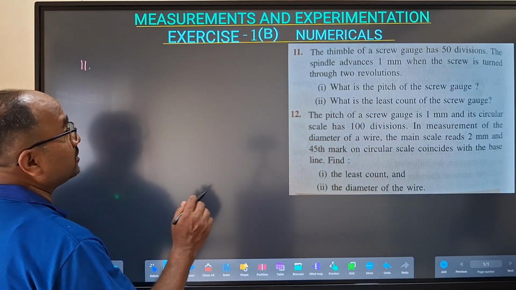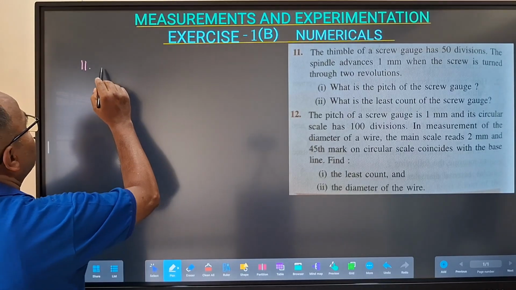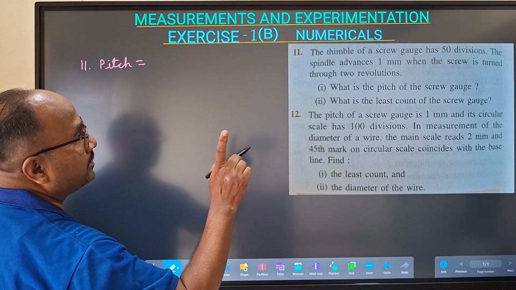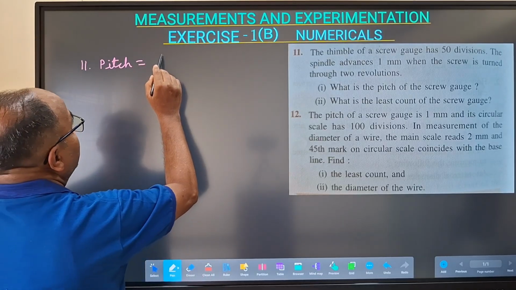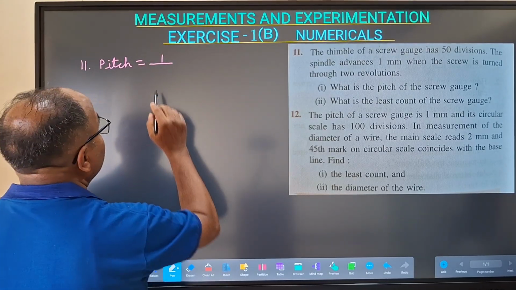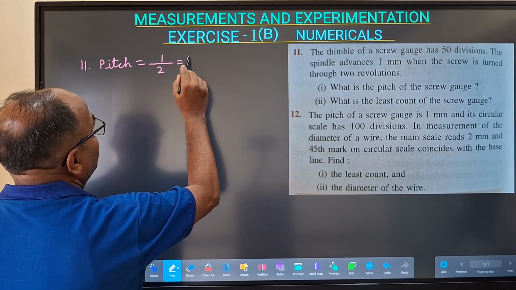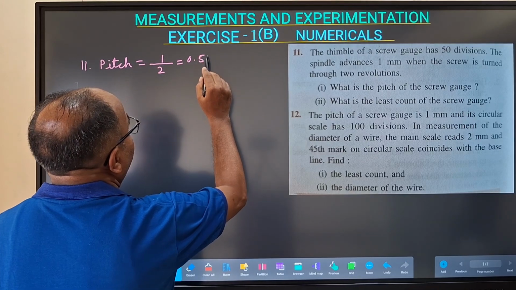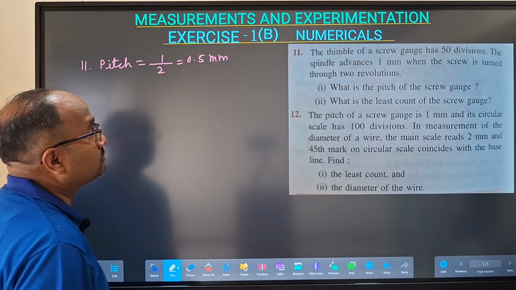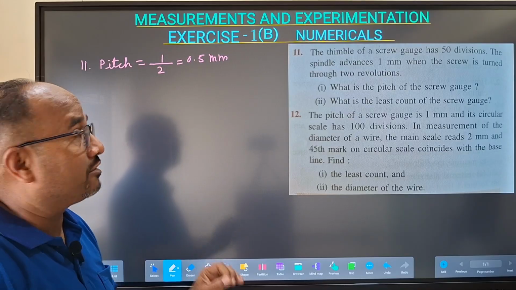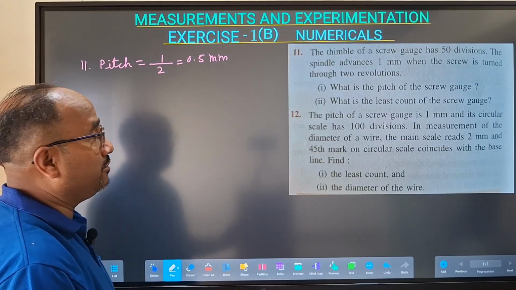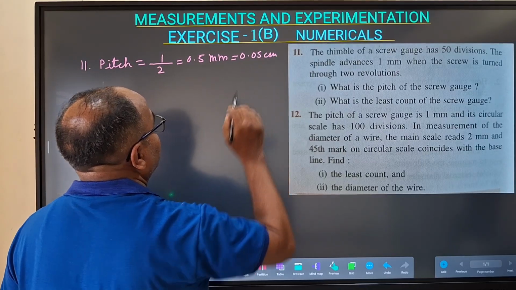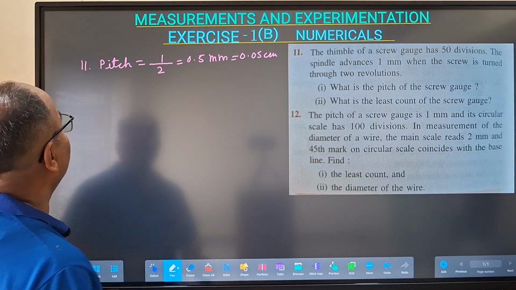So we proceed here. First of all, we will write here pitch is equal to, we have there, it advances by 1 millimeter in 2 revolutions. So in 1 revolution it will be 1 by 2, that is 0.5 millimeter. So this will be our pitch, 0.5 millimeter. If you want to write it in centimeter, 0.05 centimeter. Okay, now that is the first answer you have got.